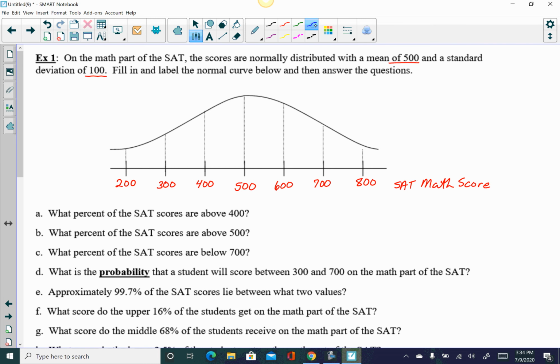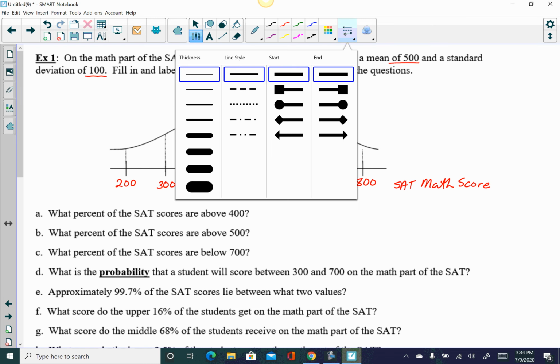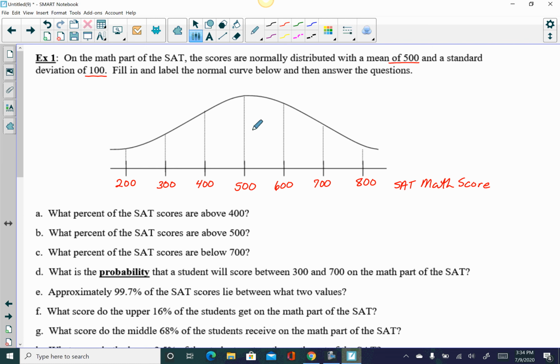And I'm going to go ahead and put in our percentages. Remember, we know that there's 34% here and here, 13.5 in the next two rectangles, 2.35 in the next two.